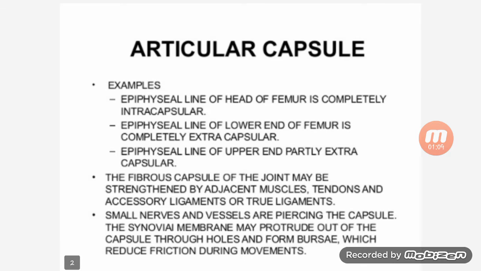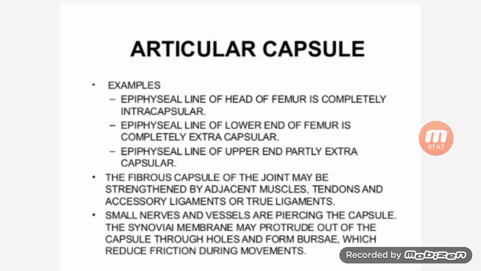So, an articular capsule example is the epiphysis. The epiphyseal line of the head of the femur is completely intracapsular. The epiphyseal line of the lower end of the femur is completely intracapsular. The upper end is partially extracapsular. The fibrous capsule of the joint may be strengthened by adjacent muscles, tendons, and accessory ligaments or true ligaments.